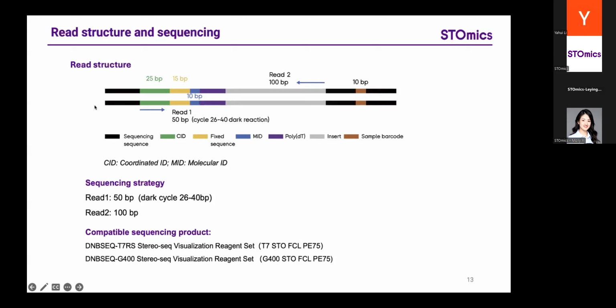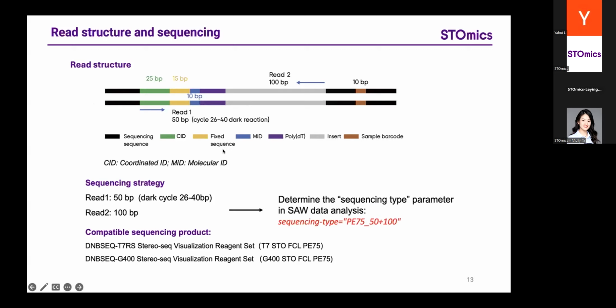Read 1 sequences 50 bp for the CID and MID, while read 2 sequences the cDNA insert for 100 bp. We have a compatible sequencing kit for DNB sequencers. Those kits, along with the sequencing strategy, determine the sequencing type used in the data analysis.